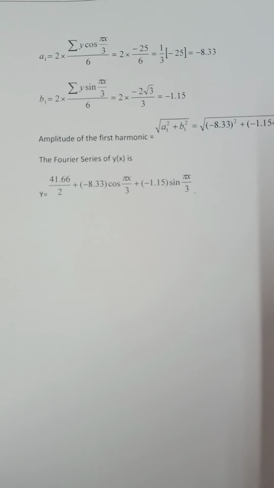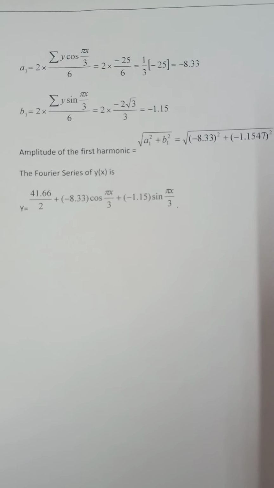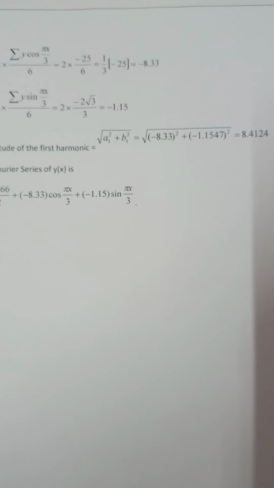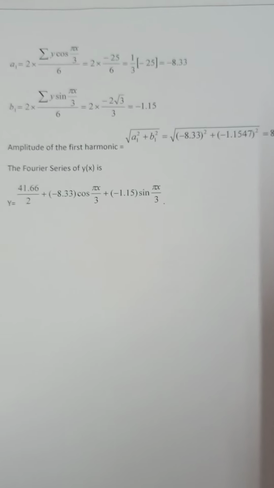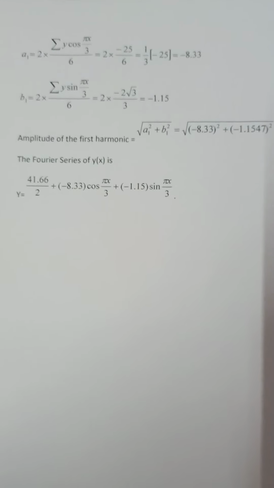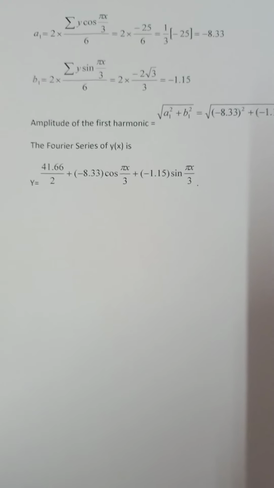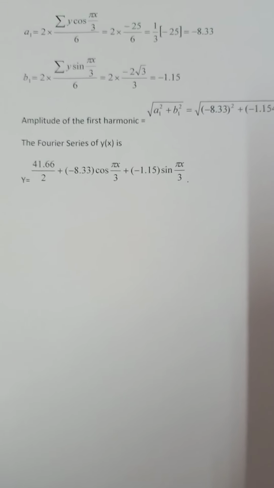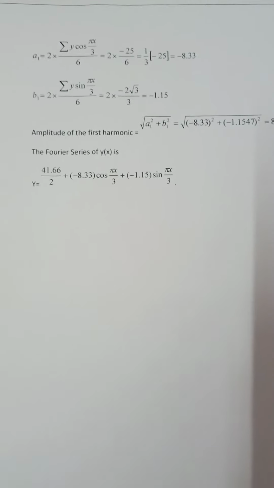Hence you get the amplitude of the first harmonic, which is the square root of a1 squared plus b1 squared, equal to the square root of minus 8.33 squared plus minus 1.1547 squared, and that is 8.4124. Hence the Fourier series y(x) is given by y = 41.66/2 + (minus 8.33) cos(pi x/3) + (minus 1.15) sin(pi x/3). So this is all about harmonic analysis.